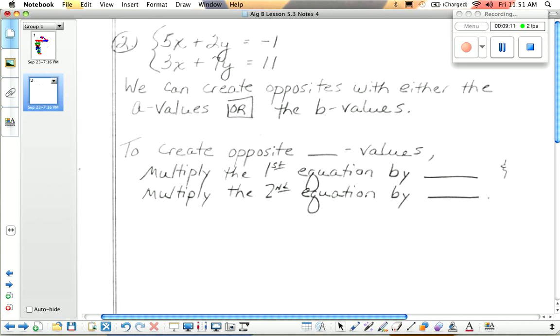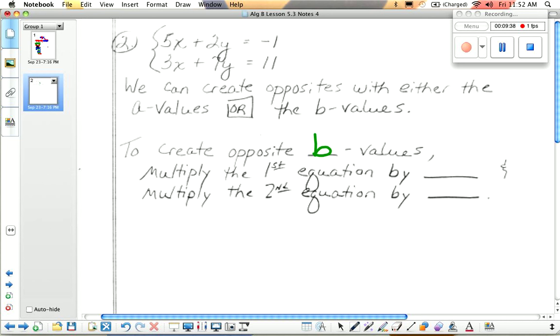So, if you're going to, then we got to decide what we have to multiply by. So, Jossie, which ones do you want to create opposites with? The x's or the y's? The y's. You want to create them with the y's, okay? So to create opposite b values, that's really what we're doing. We're taking the b values and we're going to multiply. We're creating opposites there. You can do the x if you want, sure.